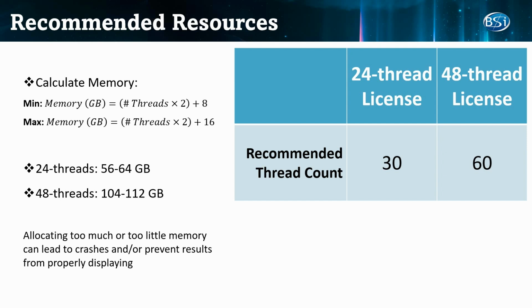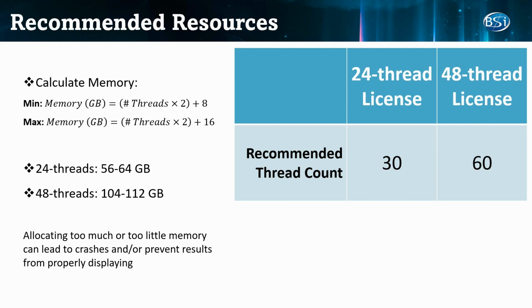Allocating more or less memory than this may lead to issues during the analysis, such as crashes or errors, or may prevent results from properly displaying. In cases where you do not have enough memory, we recommend reducing the number of threads allocated to the appropriate number to work with the memory that you do have.